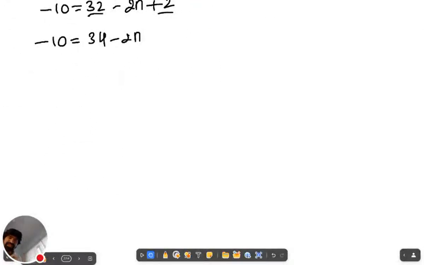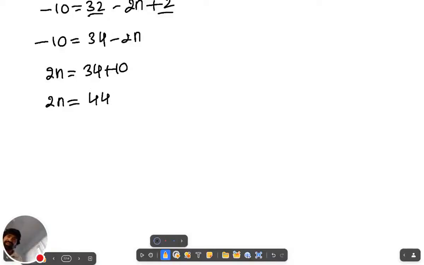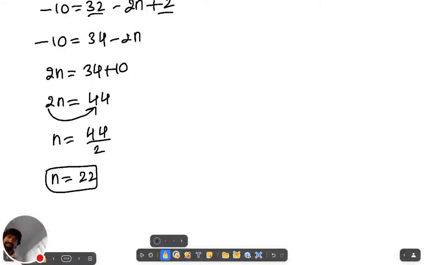Okay, bring minus 2n to the left side, send minus 10 to the right side. If you bring minus 2n to the left side, it becomes plus 2n, is equal to, if you send 34 to the right side, 34 plus 10. So now 2n is equal to 44. Send this 2 to the right side. Now n is equal to 44 by 2, half of 44, 22. So the number of terms is 22.